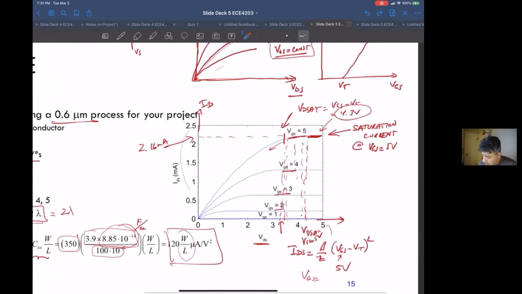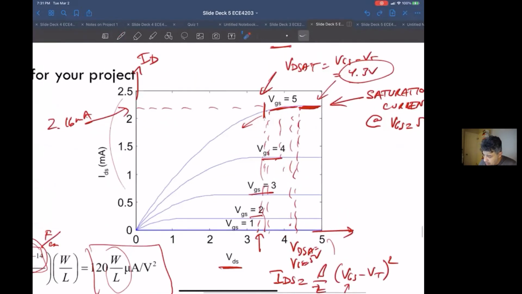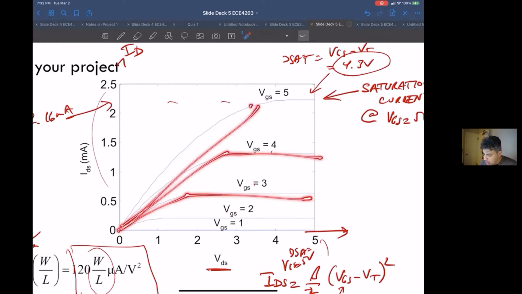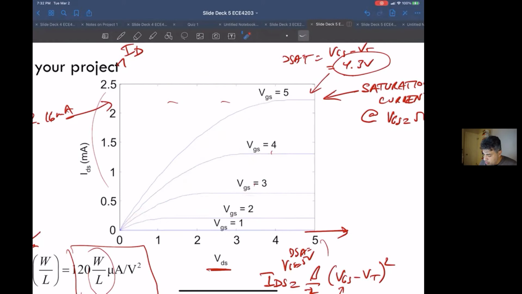Let me erase this so you can see what's going on here. So this is the linear region, this is saturation, linear, saturation, linear, saturation. And that point is moving further and further away from the origin because your VGS is increasing. Okay, and this is VDS and this is ID.